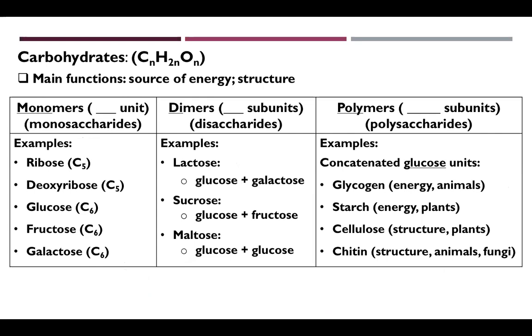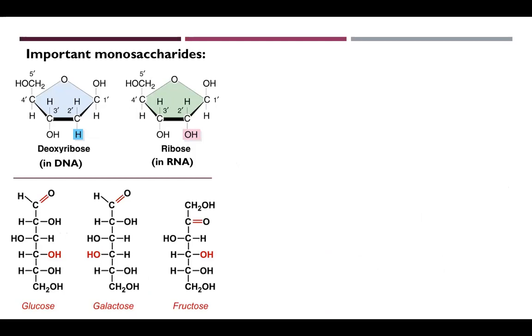Another important one, so these are your glucose, galactose, fructose. Notice that they look very similar. They're isomers of each other. So that means that the little differences are kind of like mirror images. Here, the only difference between glucose and galactose is where this hydroxyl group is. On glucose, it's on one side, and on galactose, it's on the other. And fructose has a little bit of a different structure. Its carbonyl group is down one.